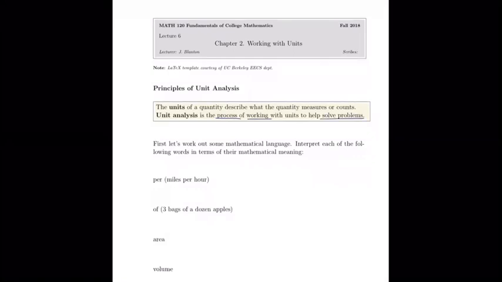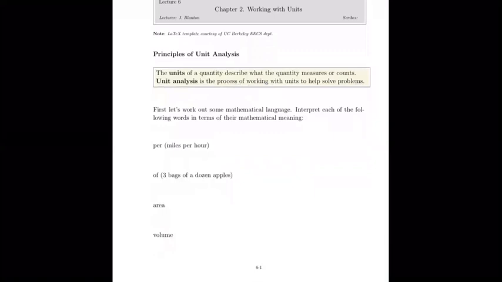A really nice thing about units is that if they're involved in a problem, you can often use the units of the quantities that you're given and the units of the quantity you're asked to calculate to guide your calculation, to guide your work. We'll see that in numerous problems in this chapter. So let's get some language covered first.